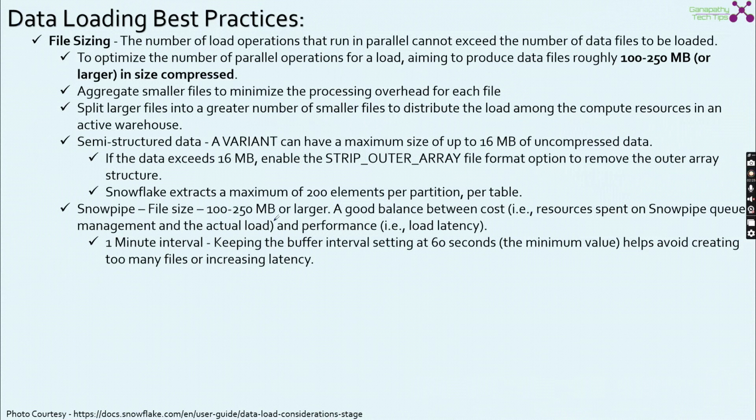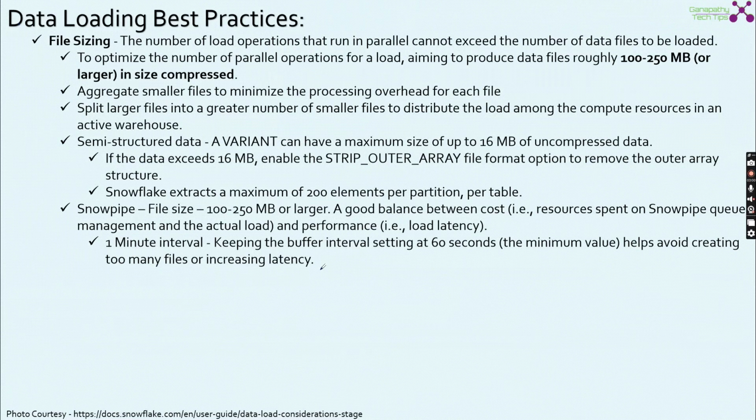When it comes to Snowpipe, again the same recommendation of 100 to 250 MB. A good balance between cost, that is the resources spent on Snowpipe queue management, and the actual cost and performance, is the better way to choose the file size for Snowpipe. Their recommendation is a 1 minute interval. Try to load the data into Snowpipe once per minute. Keeping the buffer interval at 60 seconds at the minimum helps to avoid creating too many files and increasing latency.